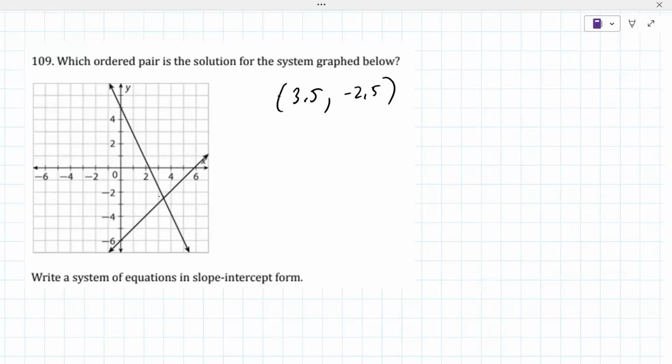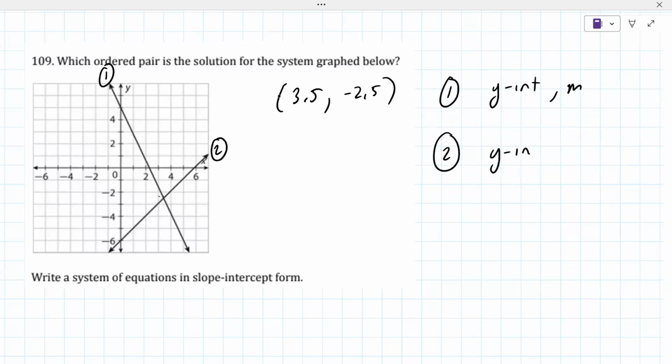Okay. So let's call this equation one. That's equation two. I would use for the first one the y-intercept and the slope. Yeah, that's what I'm just gonna do. The second one, you can do the same thing if you want. You use the y-intercept and slope. Oh, and they want them in slope-intercept form. So there we go.